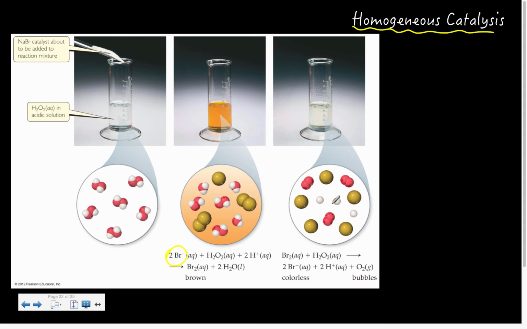But this is basically what we did in the lab when we did our potato and peroxide, in that we have a catalyst. In that case, it was catalase, which basically expedites the process of hydrogen peroxide forming oxygen.